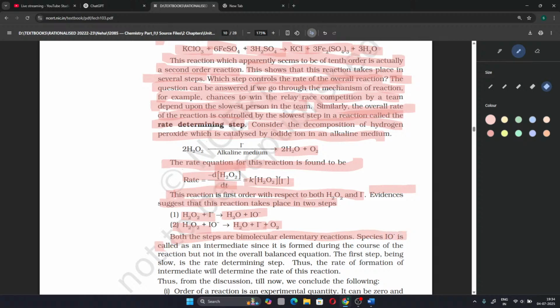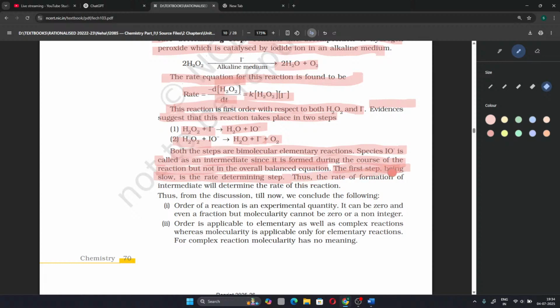The species IO minus is called an intermediate since it is formed during the course of the reaction but does not appear in the overall balanced reaction. The first step, being slow, is the rate determining step. The first step, hydrogen peroxide reacting with iodide ion to give water plus IO minus, is a slow step, and it is also the rate determining step because it is the slowest step.